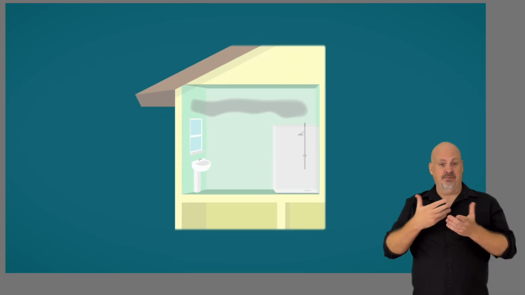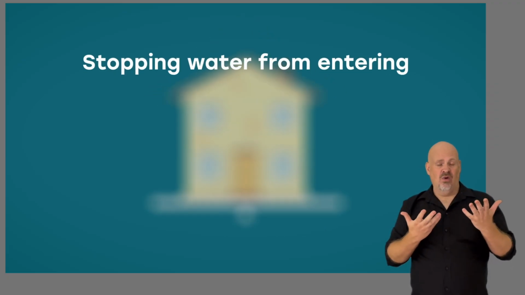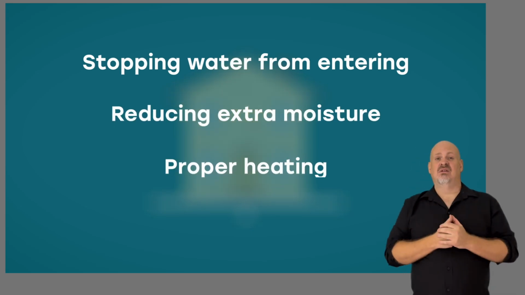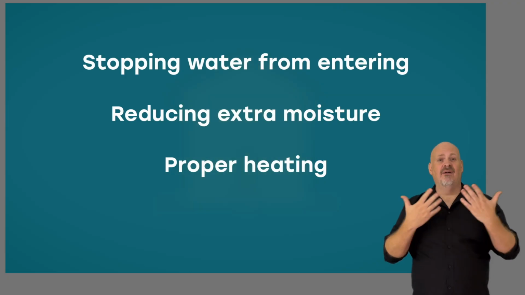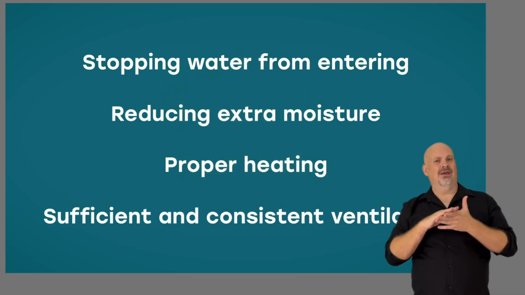Excessive moisture can originate from different sources, both external and internal. Therefore, controlling moisture levels in both the air and on surfaces is crucial to prevent mould growth. Overall, we should look for a sense of moisture balance in the home. This can be achieved by stopping water from entering the home, reducing extra moisture from activities, ensuring proper heating of spaces, and prioritizing sufficient and consistent ventilation to keep homes mould-free.